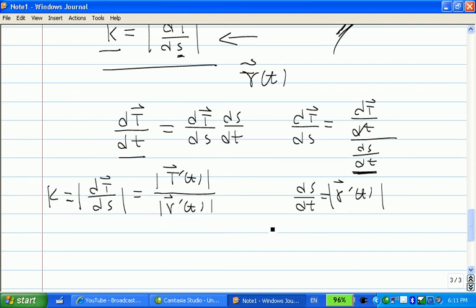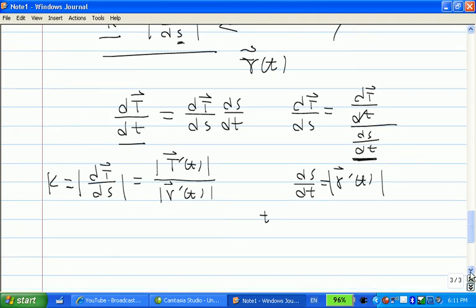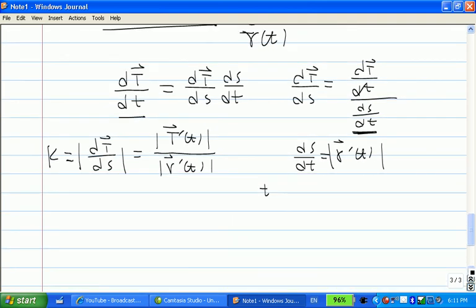Because we normally use an arbitrary t as a parameter. And also, if you only know r of t and don't want to find the capital T, we have another formula to find the curvature. Then you can use this formula.